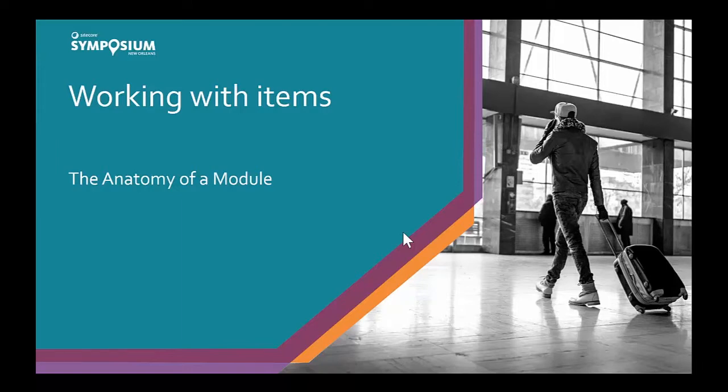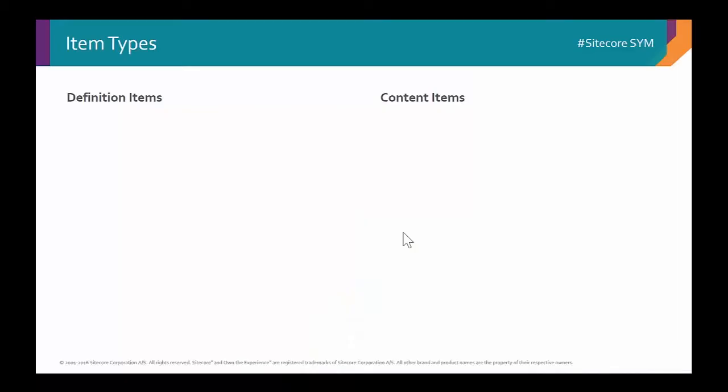The important part of items is to distinguish which items you actually work with in your solution, and what items are a part of a module, and what items are not. So we need to define different types of items. And so we split down the middle between definition items, the stuff that you manage, and content items, the stuff that customers or editors manage.